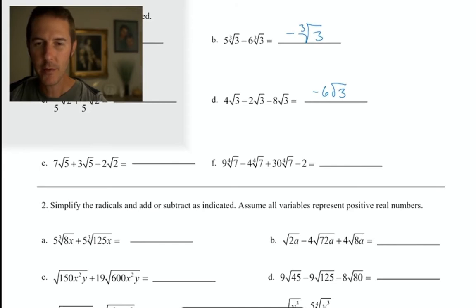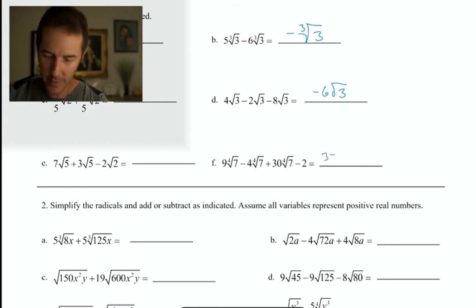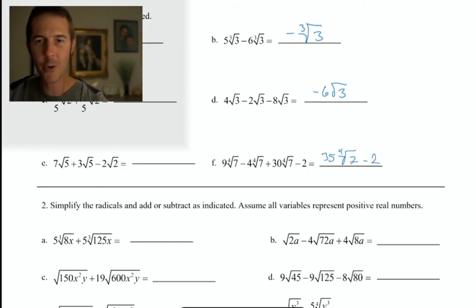F is very similar. 9 minus 4 is 5, plus 30 is 35, so we have 35 fourth roots of 7, and then that -2 is just kind of hanging around. It's not a like term. It's not a fourth root of 7. So we just let it come along with us, but it doesn't really get to interact with us all that much.